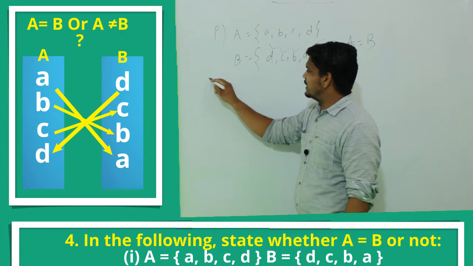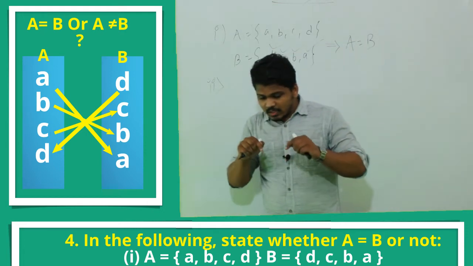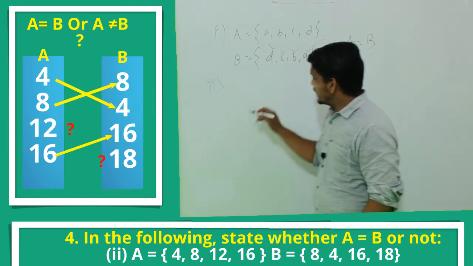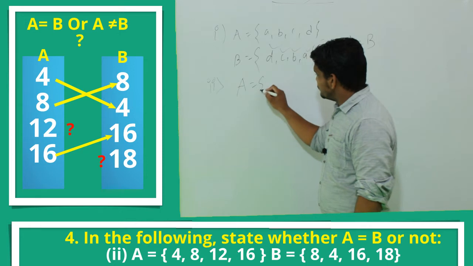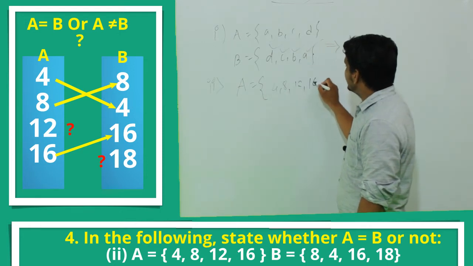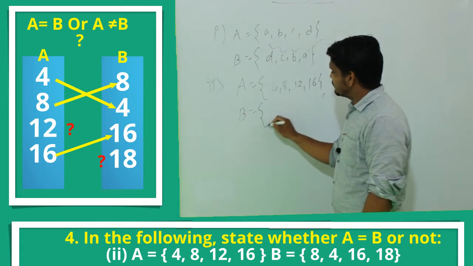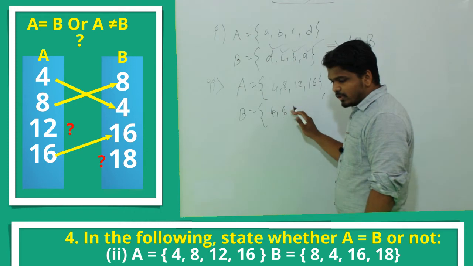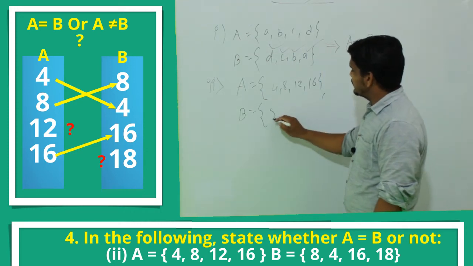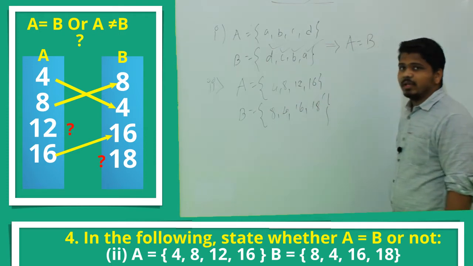Now what will happen with the next example? We can see what the next example says. A equals 4, 8, 12, 16. That you can see on your screen. A is nothing but 4, 8, 12 and 16. Now what is B exactly? B is nothing but 8, 4, 16 and 18. Okay, this is our example number 2.